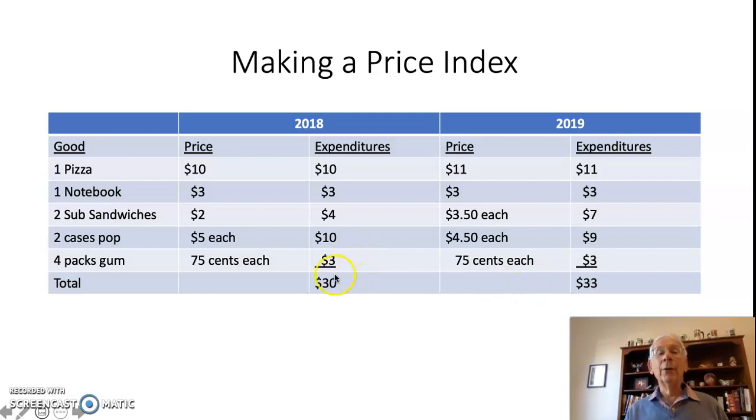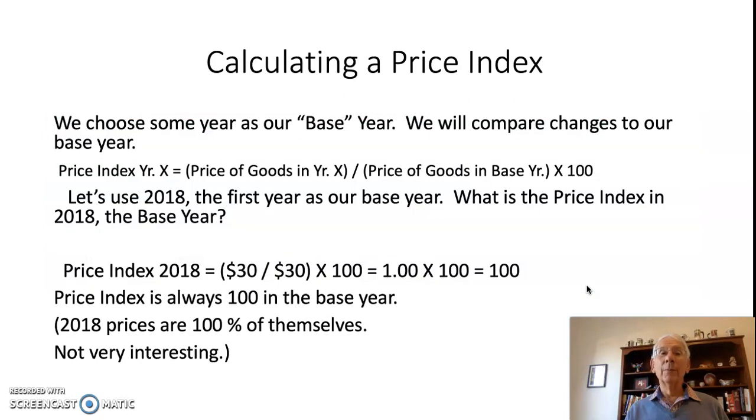What you should note now is the cost of the goods in 2018 was $30. The cost of the goods in 2019 was $33. Make sure you have those numbers. We're going to be using those. So when we form a price index, what we do is we choose some year as our base year. That's the year we're going to use for comparison. We're going to say, how have prices changed since the base year?